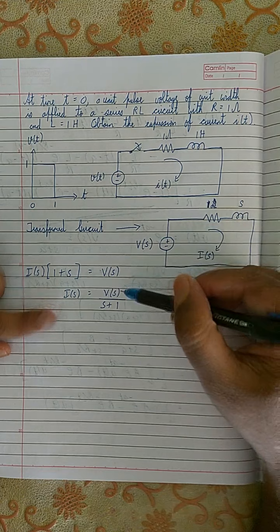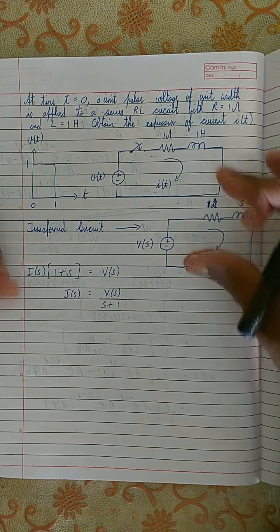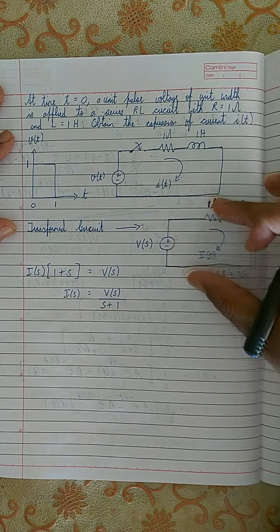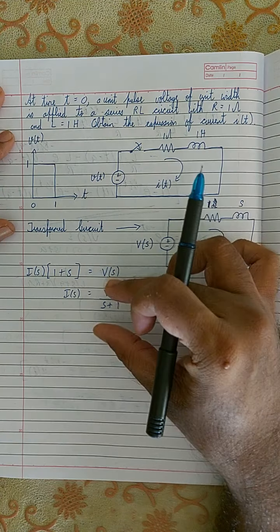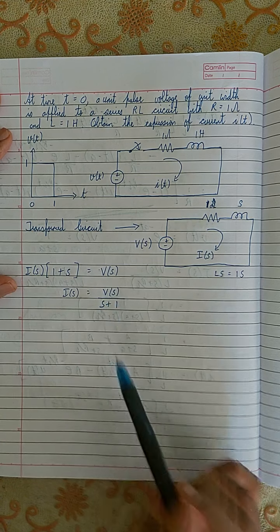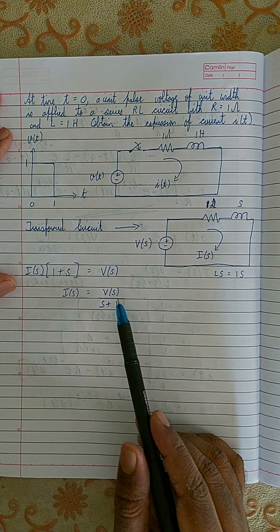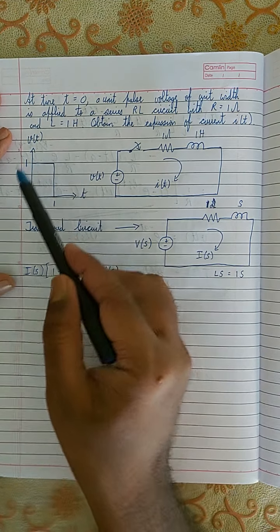But here we need to know what is V of S, right? So that is our next step. The first step we did is we applied the transform impedance to the circuit. The second step is we wrote the equation of the current that we need to find the Laplace transform of. Then the next step is you need to find the value of V of S. So if you want to know the value of V of S, you need to know the equation for V of t.